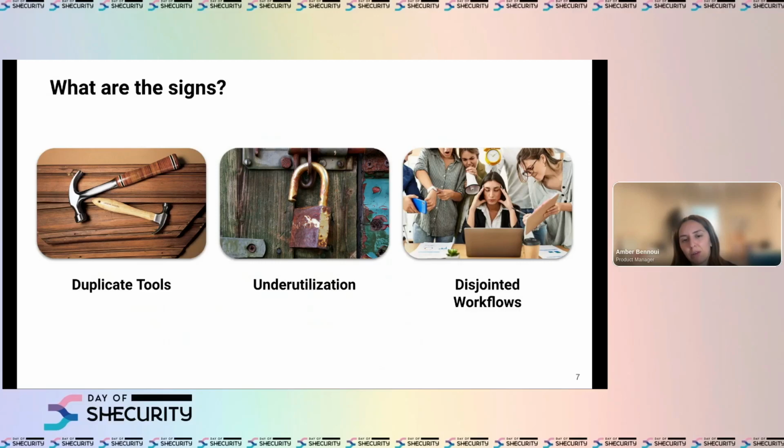And the last thing too is disjointed workflows, right? So think about the last time you went through a security incident. What was the process? Who got involved? What tools did you use? That can help you identify if there are opportunities to rejoin those workflows.